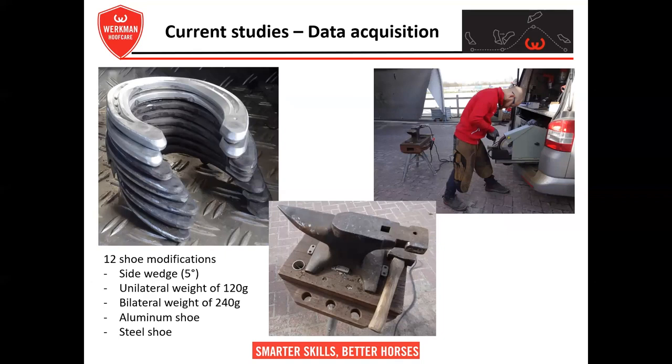And then we taped some side wedges, so on the medial side of the hoof, a side wedge of 5 degrees. Then we added lateral weight of 120 gram at the lateral side of the hoofs. Then we added bilateral weights of 240 gram. And then we shod the horses with steel and aluminum shoes.